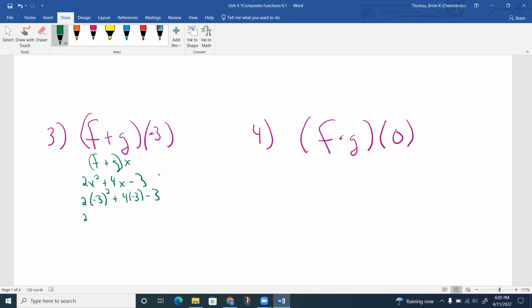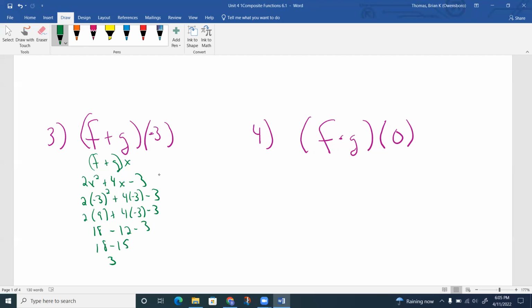So it's going to be 2 times 9 plus 4 times negative 3 minus 3. Then we multiply, so that's going to be 18, and a negative 12 minus 3. I'd go ahead and put the negative numbers together, so I'd have an 18 and a negative 15. That makes 3. So f plus g of negative 3 gives us 3 as an answer.